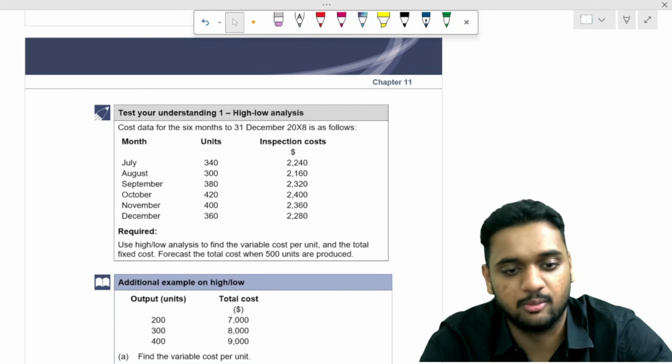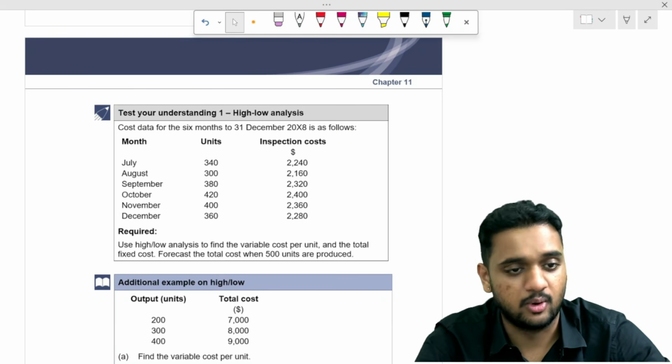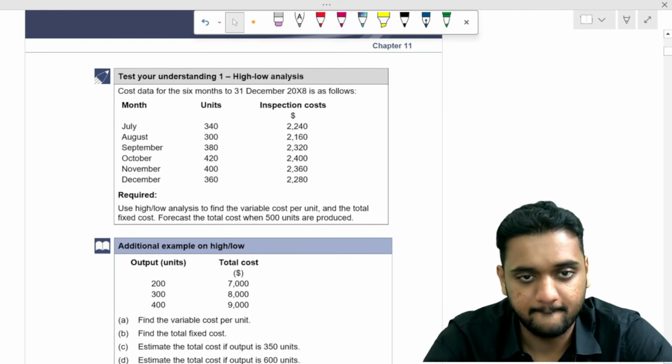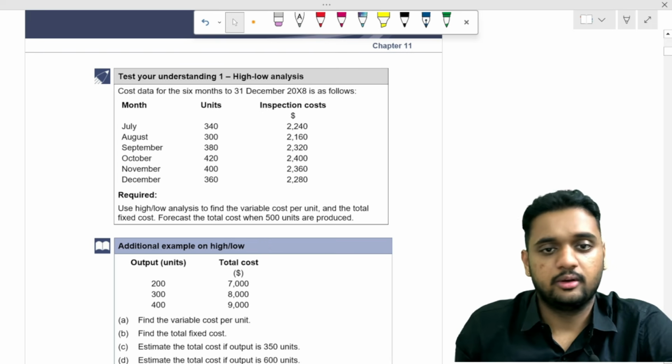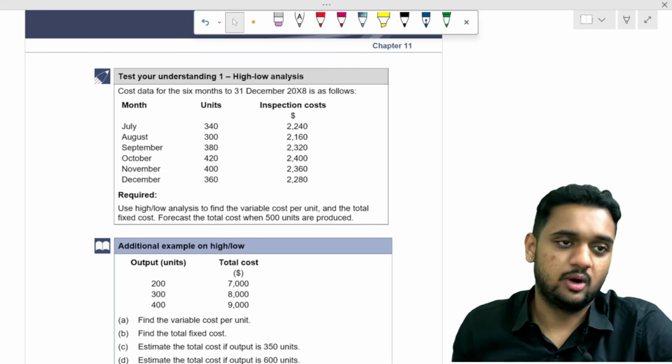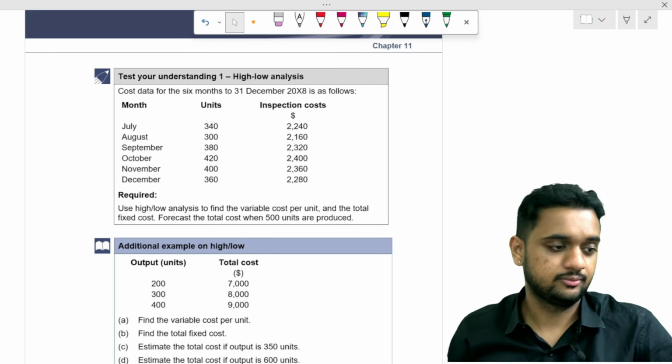Come to tested understanding question number 1. Quantitative, chapter 11, quantitative techniques, tested understanding question number 1.